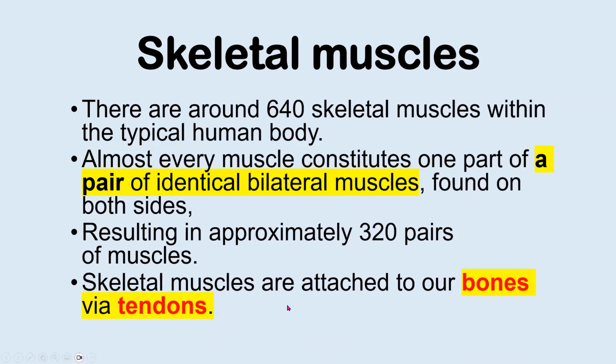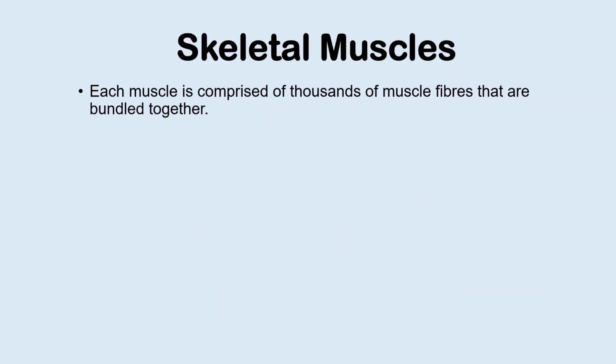Now, the skeletal muscles don't work on their own. They actually have to be attached to something. So they're attached to the bones, but not directly. They're attached to tendons. And I'll explain the difference between different things here shortly. Every one of those muscles has thousands of fibers which are bundled together, and then they contract together.